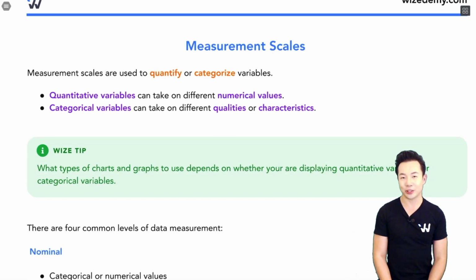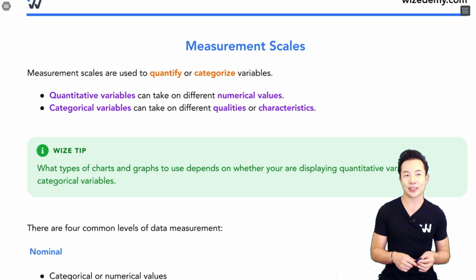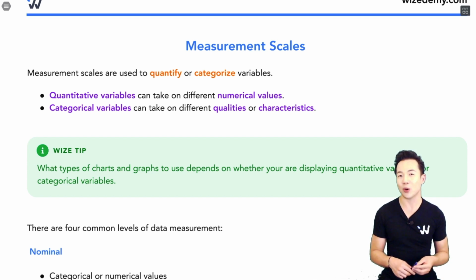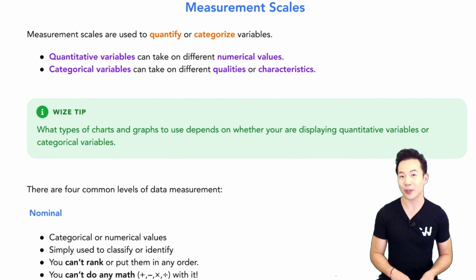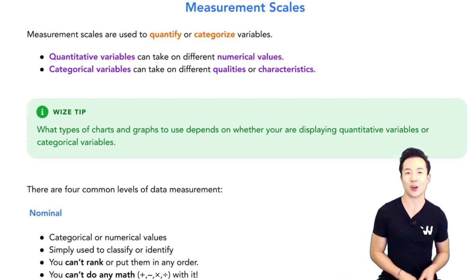Measurement scales are used to quantify or categorize variables. So there are two types of variables. Quantitative variables can take on different numerical values, and categorical variables can take on different qualities or characteristics. It's important to know what kind of variable you're dealing with, quantitative or categorical, because knowing what kind of variables you're dealing with determines what kind of charts and graphs you can use to showcase or display those variables.